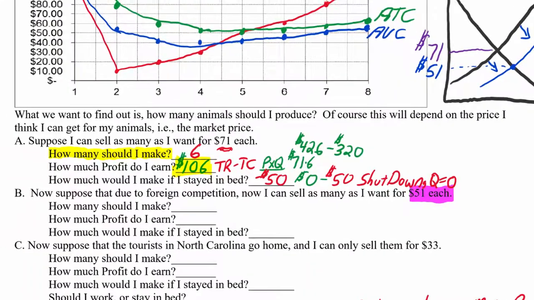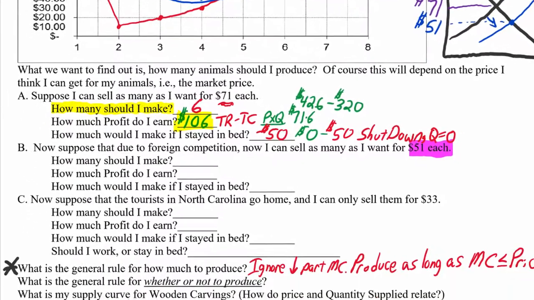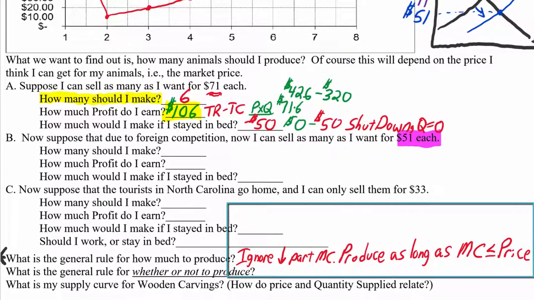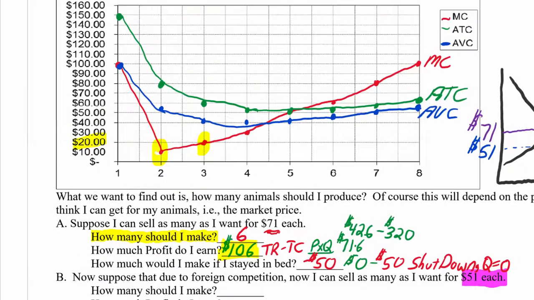Okay, well, how am I going to react if I am this entrepreneur who is selling these chainsaw animals? Let's use this rule. Ignore the downward sloping part of the marginal cost curve. Produce as long as the marginal cost is less than or equal to the price. So we ignore the downward sloping part. We start where the marginal cost bottoms out down here, and we say, should we produce the first chainsaw animal? Well, we kind of ignore that one, right? So we start at the second one. Should we produce the second one if the marginal cost is 10 and we can sell it for 51? Yes. Should we produce the third if it costs us 20 and we can sell it for 51? Yes. So when are we going to stop?